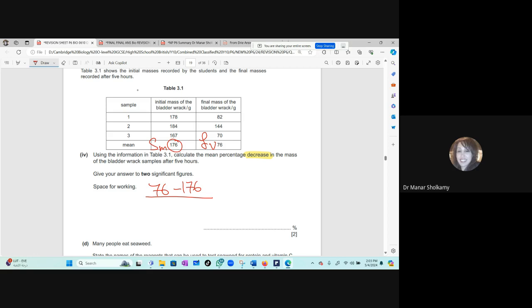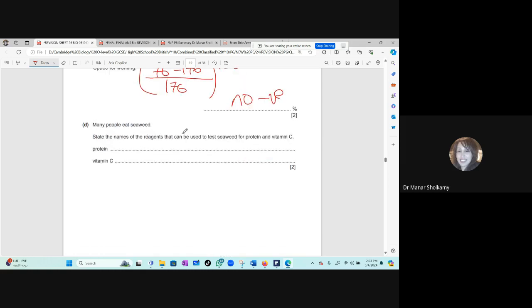Divided by the starting 176, times 100. No negative value, because here they said decrease. And please give your answer to two significant figures. What is the reagent used to test? What is the test for protein?